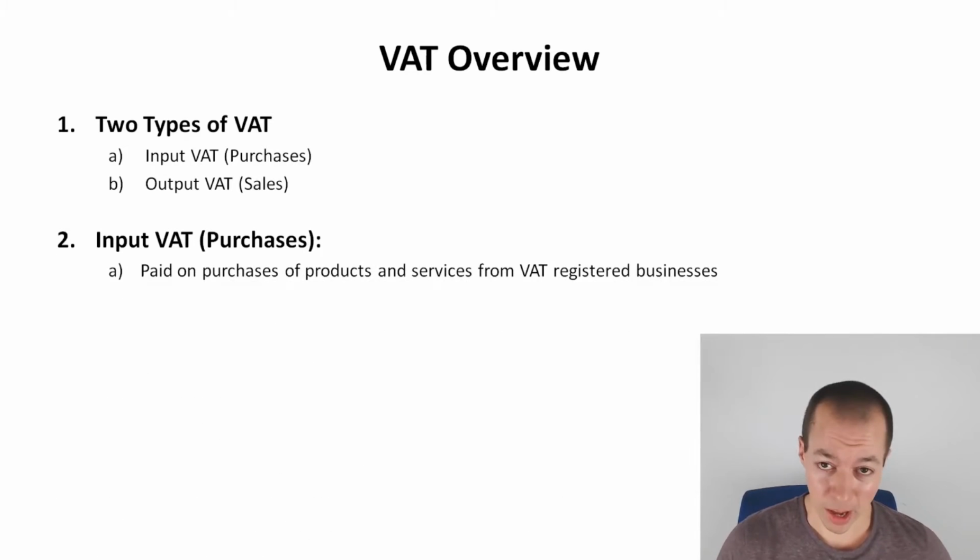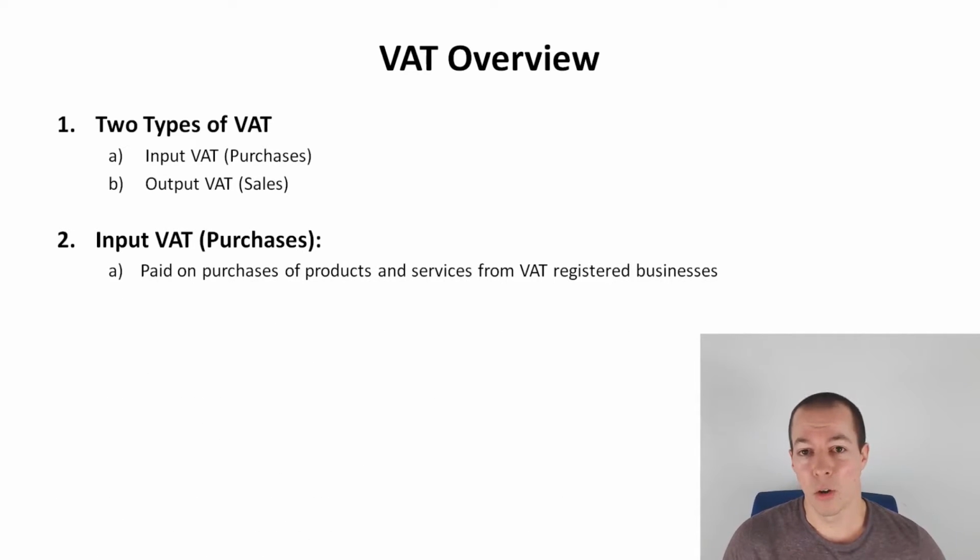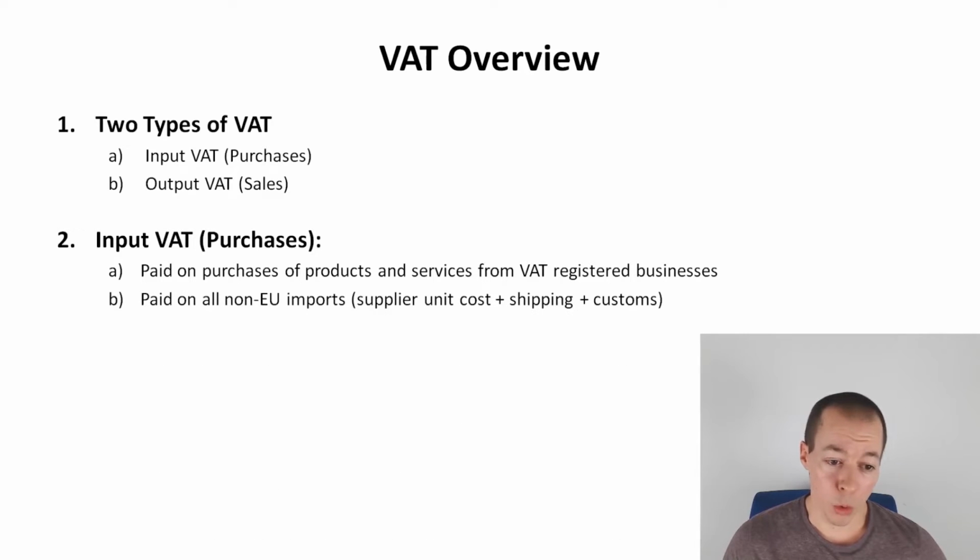So Input VAT, which is the purchases, is paid on purchases of products and services from any VAT registered business. If the company isn't VAT registered, for example, your photographer might not be big enough to be VAT registered, then they wouldn't charge you VAT. It's also paid on all non-EU imports. As most of us are importing using Alibaba, they're probably coming from China, so you will pay VAT on it at the same rate as if you'd purchased it in the UK.